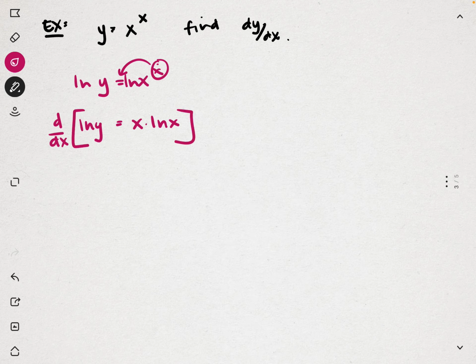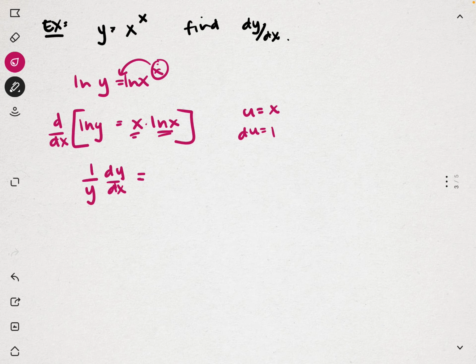So the derivative of ln y is 1 over y. But we remember that we need to include dy dx here, because we're deriving a variable other than the one we're deriving with respect to, which is x. Okay, the second part of this is going to be a product rule, because now we have x times ln x. This is not going to be too bad. So our u is going to be x.